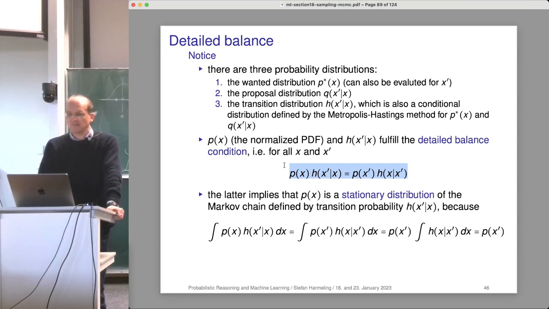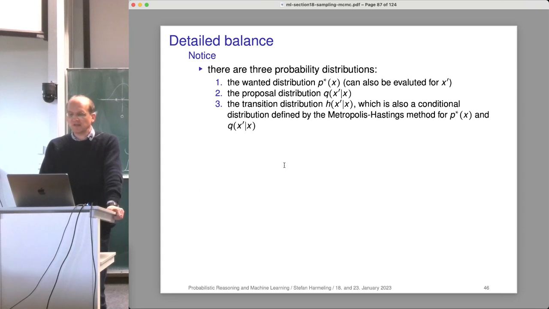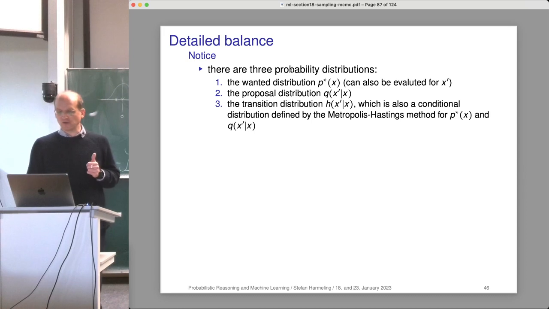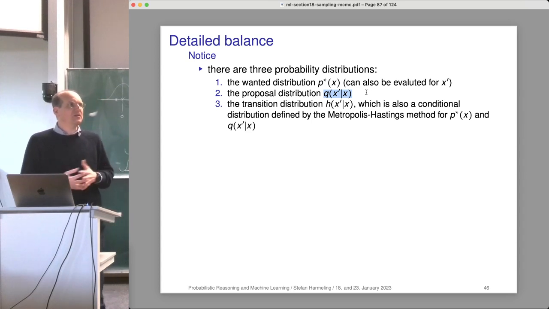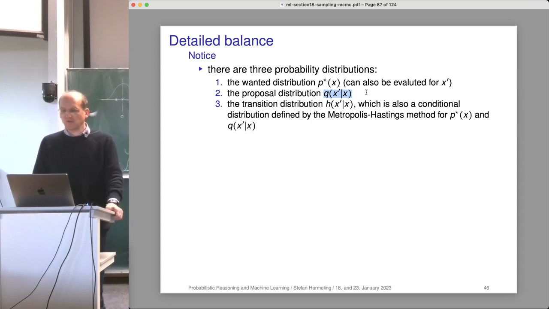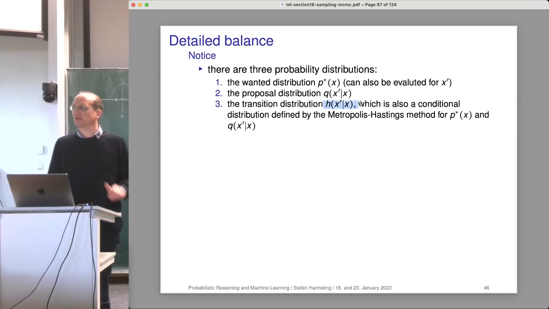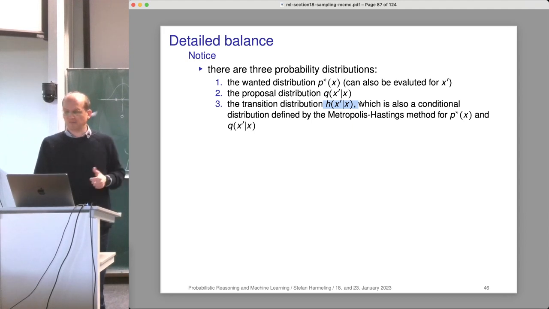Okay, so before we prove that, let's quickly flip back to what we have. There are three different probability distributions involved here. There's the p star of x, that is the one we want to sample from. Then there's the proposal distribution, that's a Gaussian distribution, one for which we can easily write code to sample from. And then there's this transition probability with this nasty delta term, okay? And that is basically telling us how the Markov chain develops.